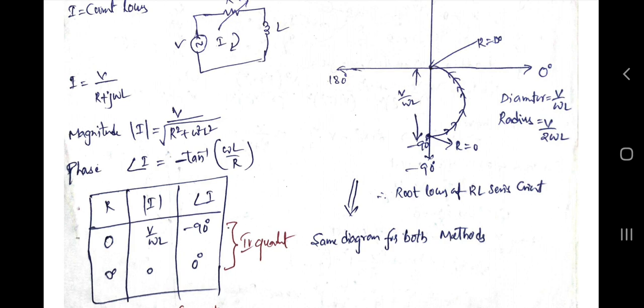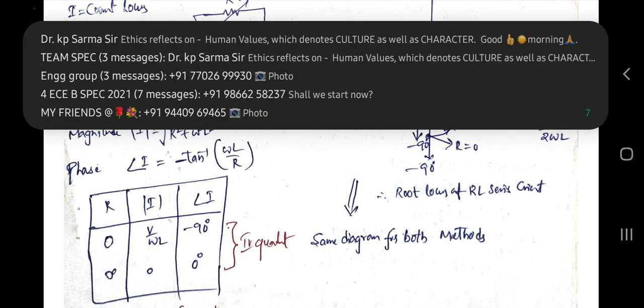If R tends to infinity, then the magnitude of the current is 0 and the angle of current is 0 degrees. So this is placed in the fourth quadrant, and the diagram is the same for both methods. Just observe that R tends to infinity at the center point, and R tends to 0 at the y-axis, which has minus 90 degrees with respect to the 0 axis. This is the radius, which is V by omega L or V by XL.